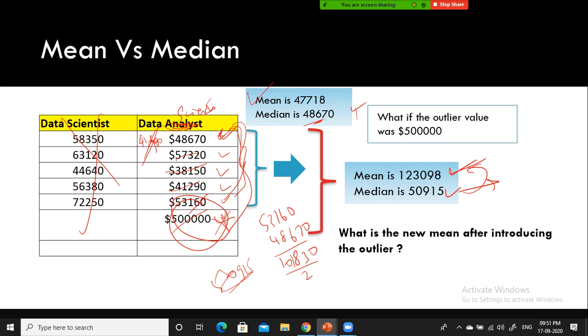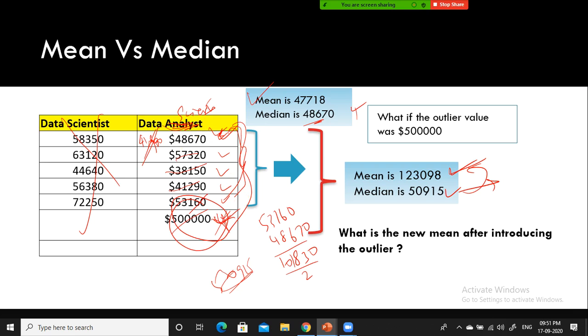Always, most of the time, the outlier will be on the other side, on the right side at the end of this one. And even in the case of the lower side of the outlier, it is on the minimum side.